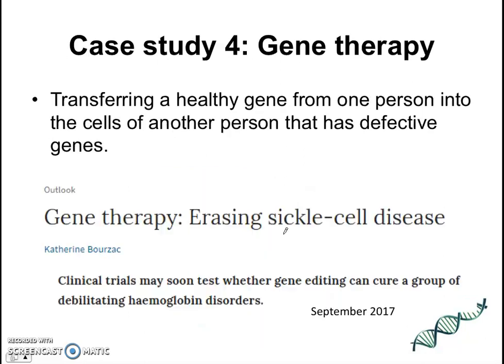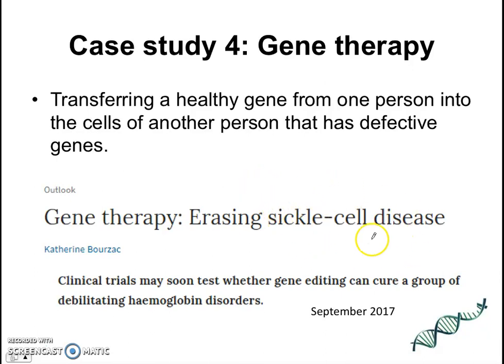Now, one other very interesting and up-and-coming application of genetic engineering is this idea of gene therapy. Now, what gene therapy does is that you take a healthy gene from one person and then you transfer it into the cells of another person who has a defective gene. And why this is very interesting is because people think this might be the way to heal certain diseases which are due to defective genes, due to mutations.